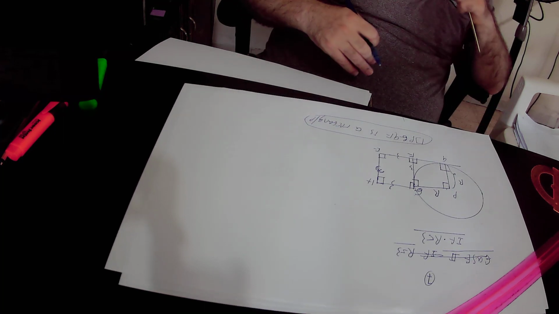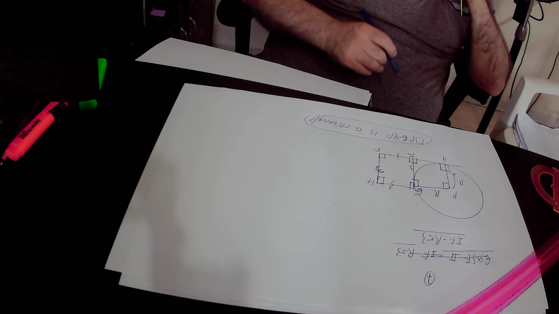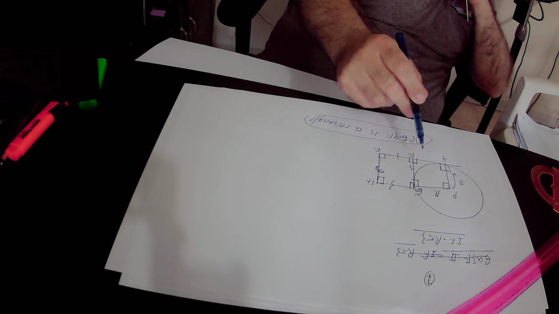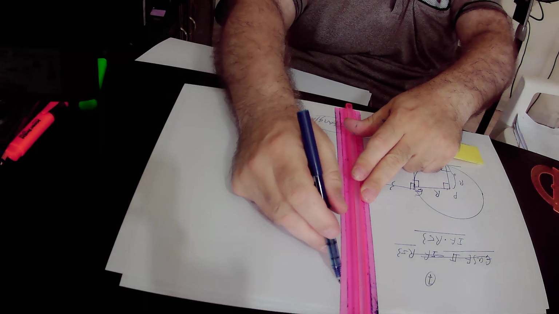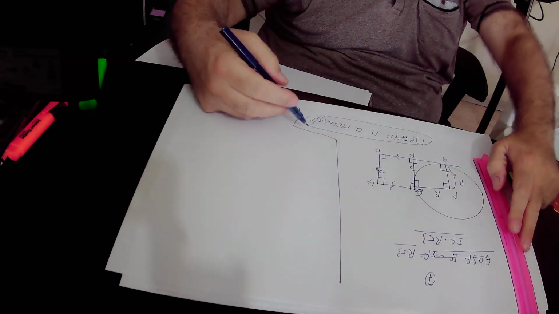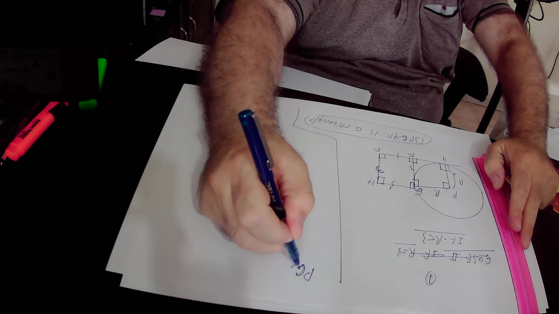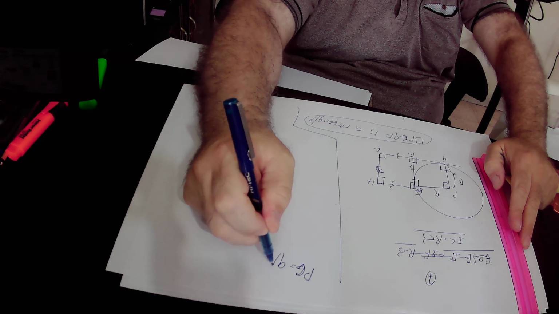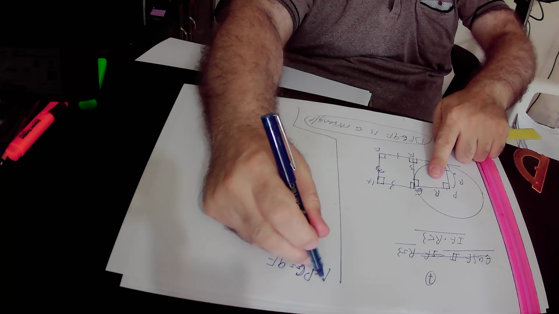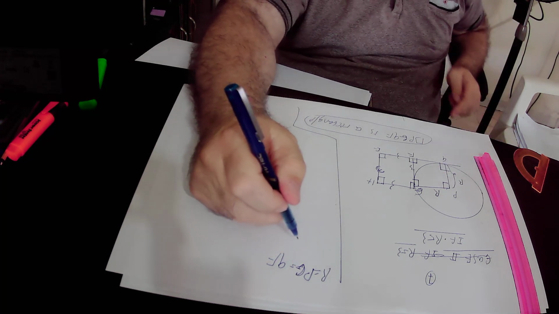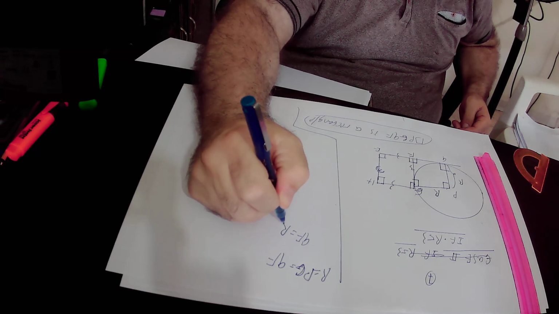As we know, the opposite sides of a rectangle are equal to each other. That is to say, PG is equal to QF. But we know that PG equals R. And from this equation, R equals PG equals QF, we derive that QF is also equal to R.